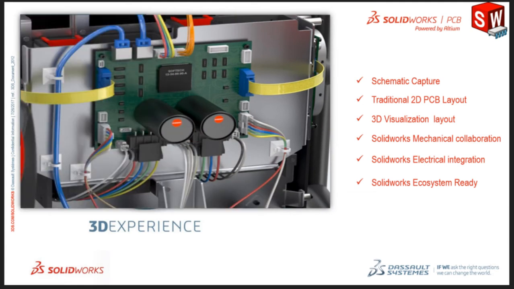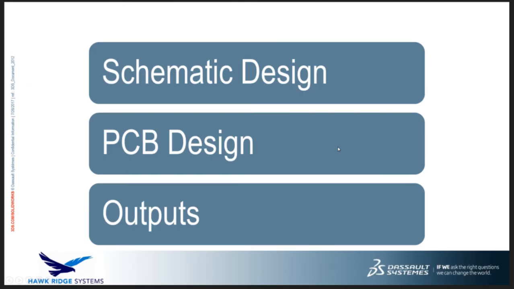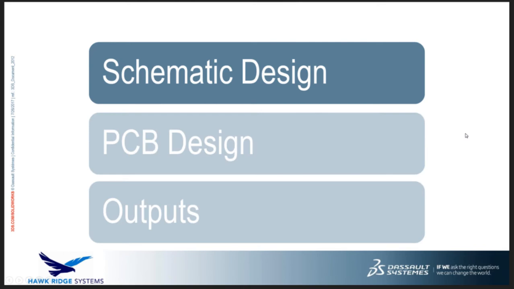Incorporating the entire ecosystem, this product really rounds out one of the missing pieces that SolidWorks previously had, and that's the ability to design electronics. Today's roadmap looks like schematic design of a simple circuit, then PCB design, a simple two-layer board layout, demonstrating how we have all the incorporated outputs available, and completing the project. So let's get started with the simple circuit for schematic design.